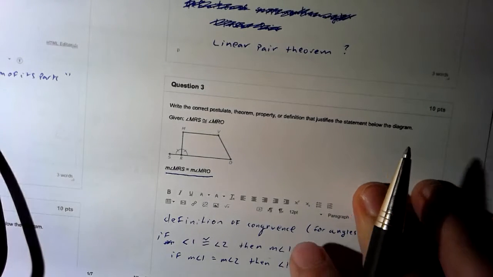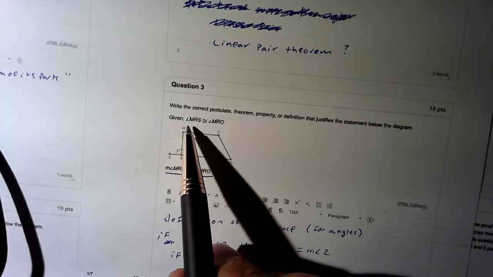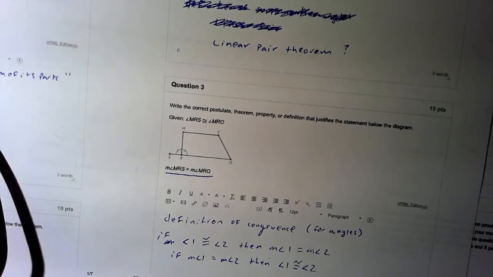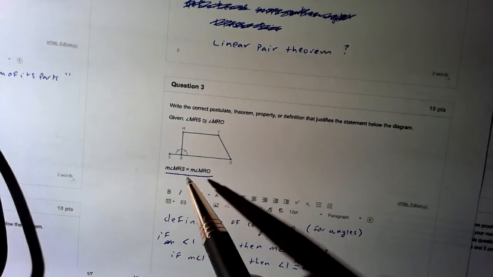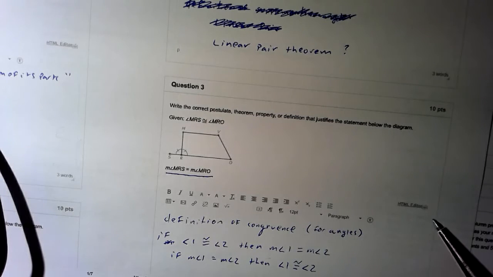This one's pretty clear. So in the third one, again, we're given that angle MRS is congruent to angle MRO. We already know that, so it's actually pretty simple to go from here to this statement that says that their measures are equal. That is just the definition of congruence. In parentheses I put for angles.